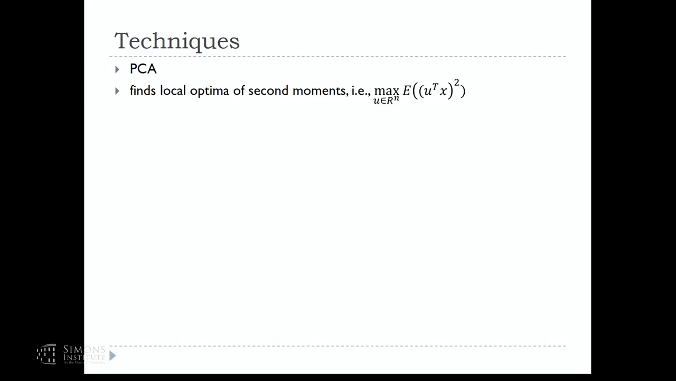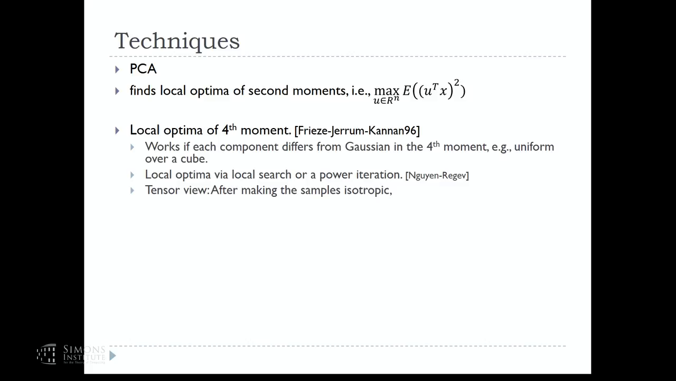But the following view, or generalization of it, is useful. If you think of PCA as maximizing second moments, it's a direction that maximizes the second moment of the distribution. Instead of second moments, maximize a higher moment, like the fourth moment. Now, that's a hard problem. Second moments, great, easy, we can do it in polynomial time. Fourth moment, in general, for points in space, is a hard problem, even to approximate.